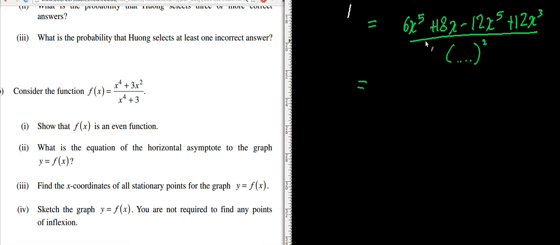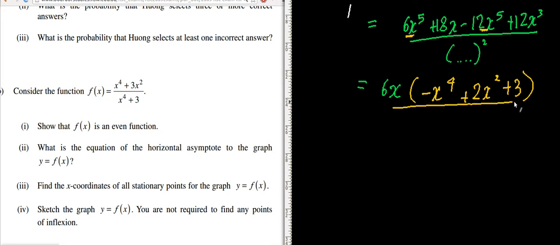And at the top, I can take 6x out as a factor, and then collect all the like terms. So for example, this guy and this guy. When I collect the terms, inside I will end up with minus x to the 4 plus 2x squared plus 3. Now if this isn't too obvious for you, you can look at this thing inside the bracket as a quadratic, except this time it's in terms of x squared as opposed to x.